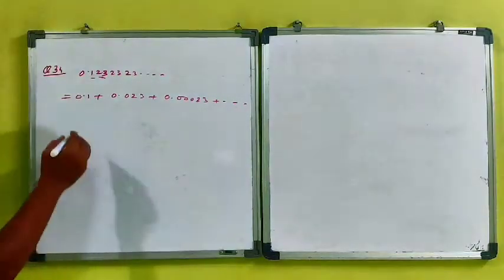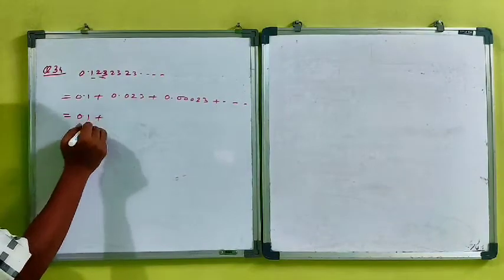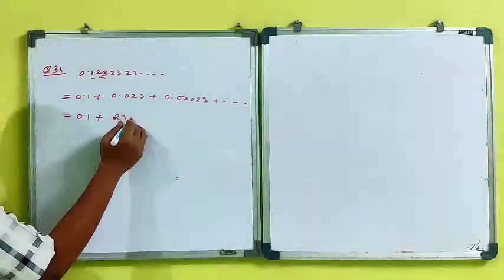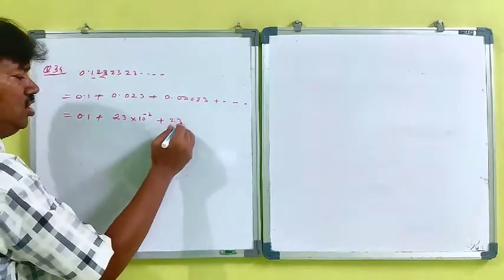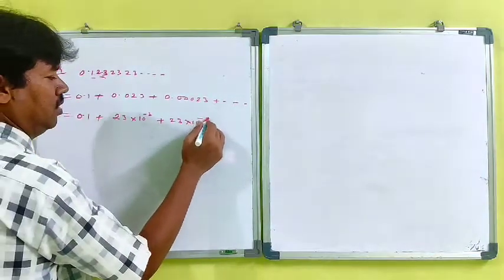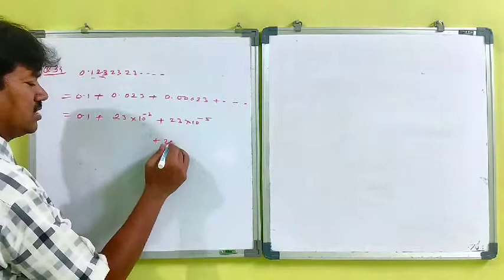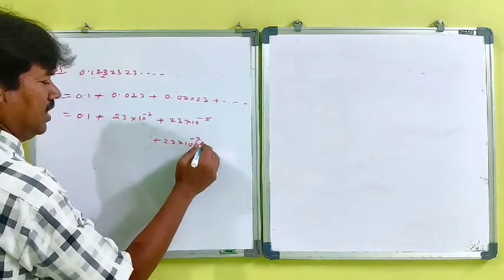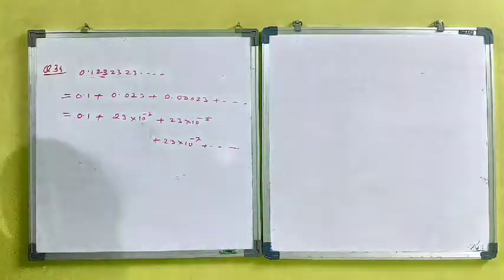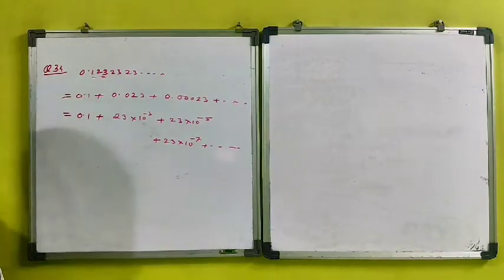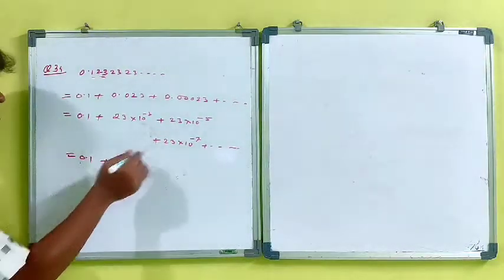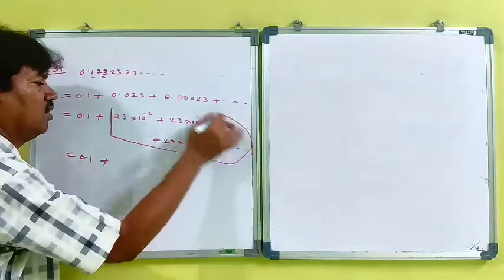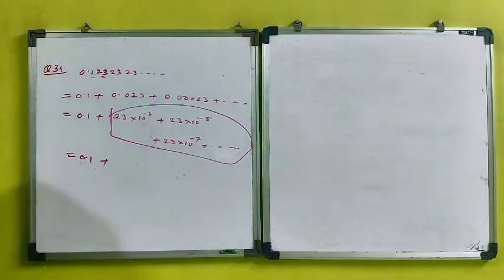So clear cut, this 0.1 remains as it is. 0.023 is nothing but 23 into 10 raised to minus 3. Then it is 23 into 10 raised to minus 5. What is the next term? 23 into 10 raised to minus 7, and so on, like this. So this 0.1 remains as it is, and this is an infinite series now.